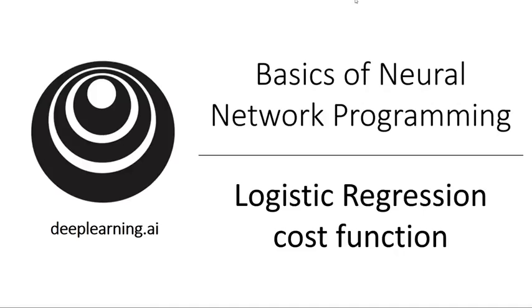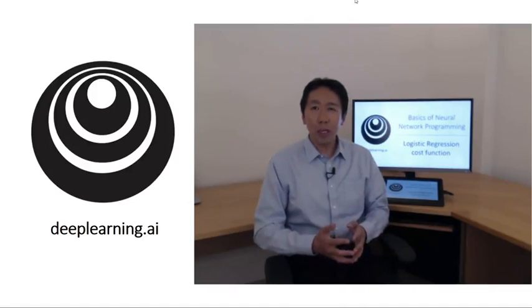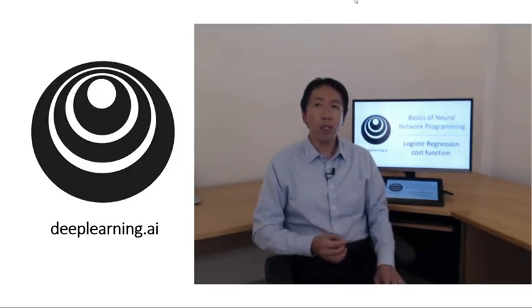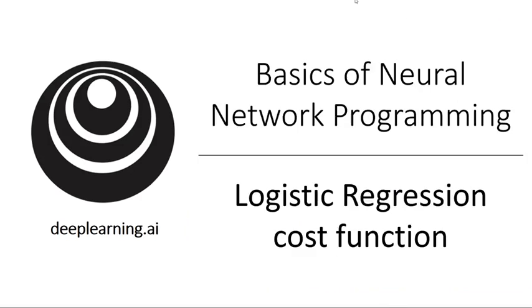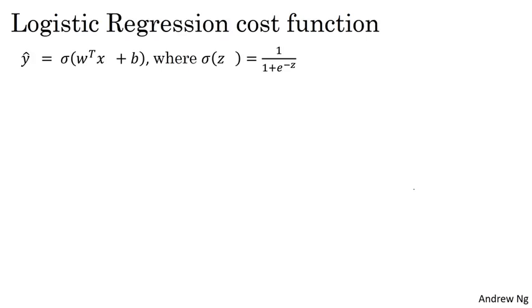In the previous video, you saw the logistic regression model. To train the parameters w and b of your logistic regression model, you need to define a cost function. Let's take a look at a cost function you can use to train logistic regression. To recap, this is what we had defined from the previous slide.